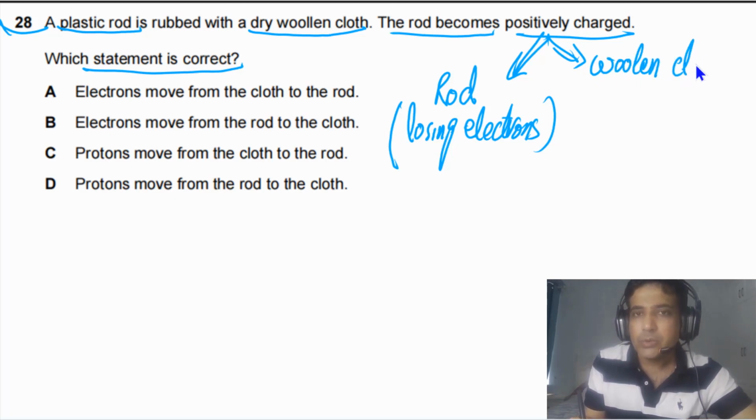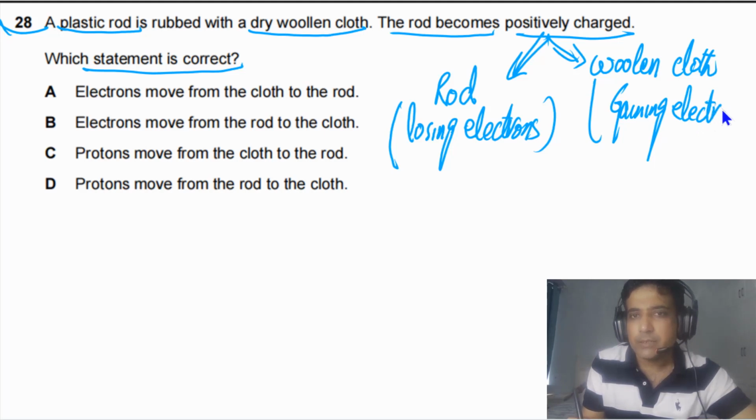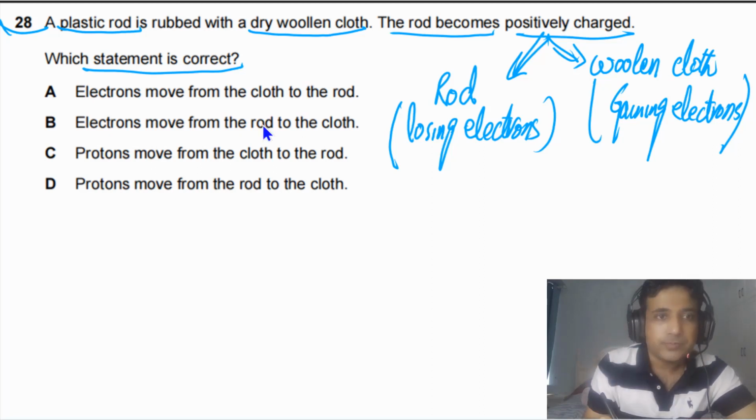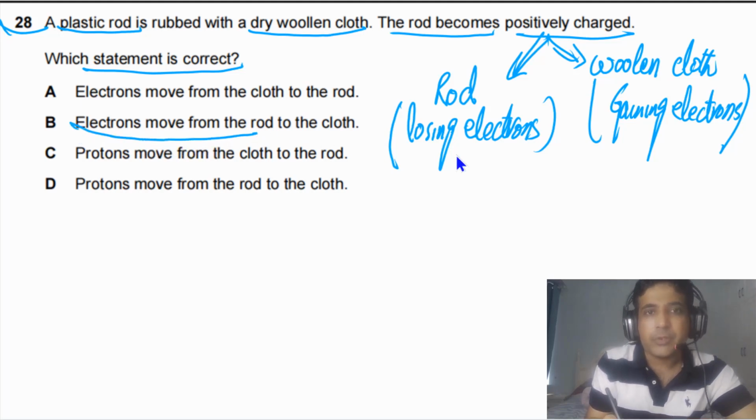Only electrons move. Positive charges do not move. Gaining electrons. So this is the main idea you need to understand. Only electrons move. If one becomes positively charged, it means that one is losing electrons and the other one will be gaining electrons, because total charge remains constant by the law of conservation of charge. So electrons move from the rod, because this is the moving charge. So electrons will move from the rod to the cloth. So the answer for this one is A.